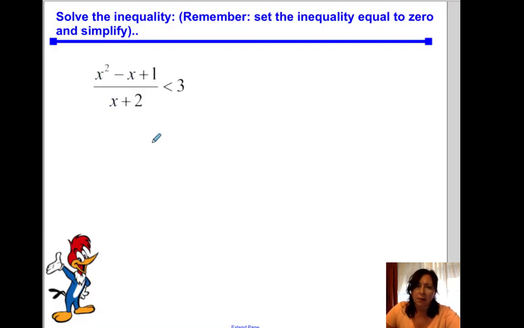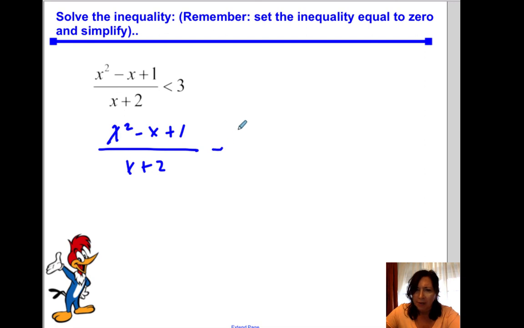Solving the inequality, we have x minus 1, oops, and x, well, that's not going to work. You know why? Because it's not set equal to 0. So the first thing I need to do is set it equal to 0. See, this needs to go over there. So we have x squared minus x plus 1 over x plus 2 minus 3 is less than 0.